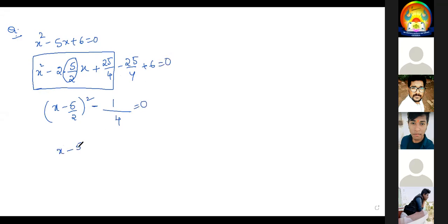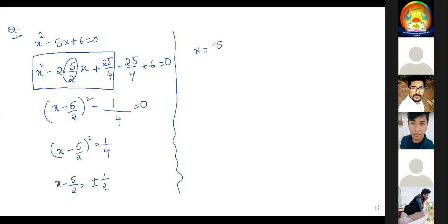Now, x minus 5 by 2 whole square is equal to 1 by 4. Square root on both sides. X minus 5 by 2 equal to plus or minus 1 by 2. Now, 5 by 2 will go that side. X is equal to 5 by 2 plus or minus 1 by 2. Again, 2 cases.